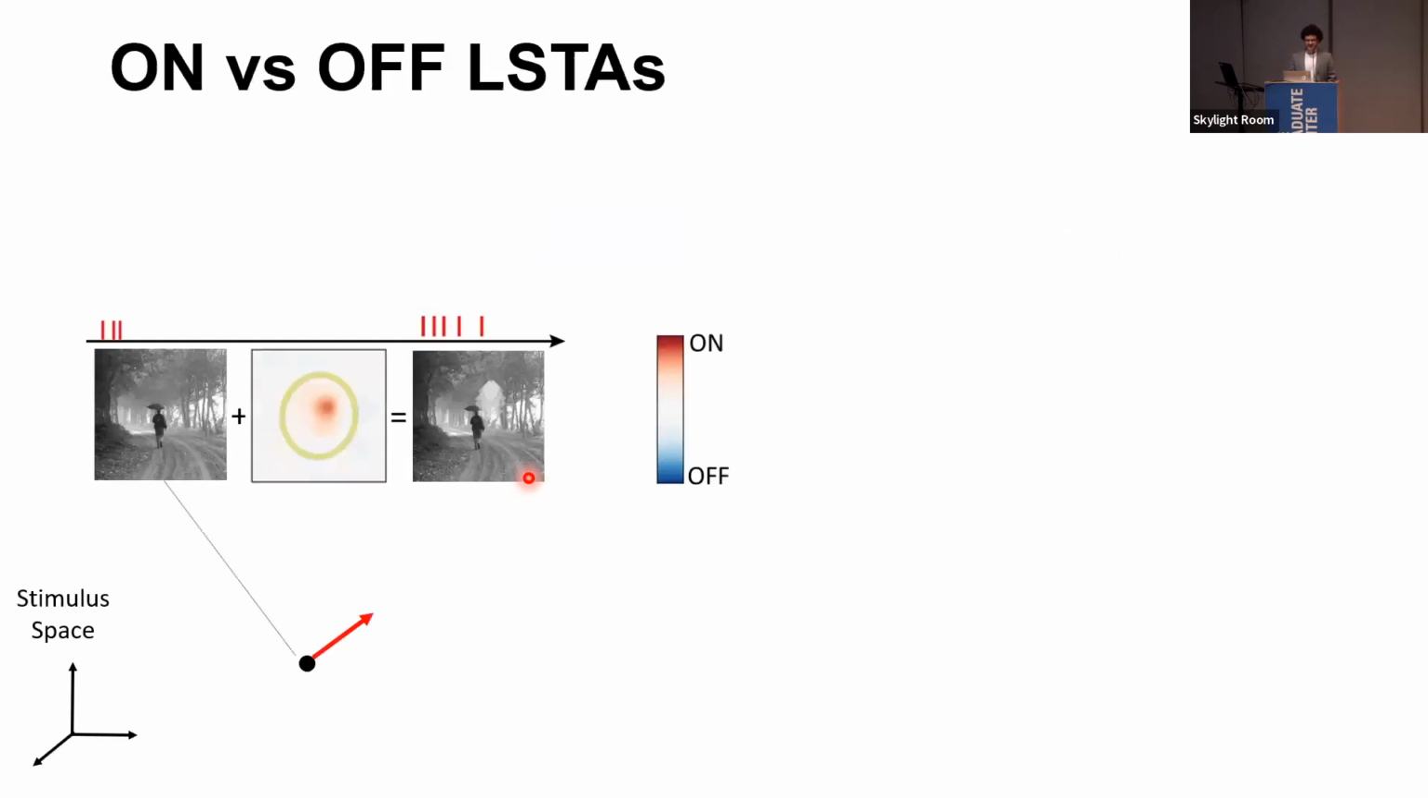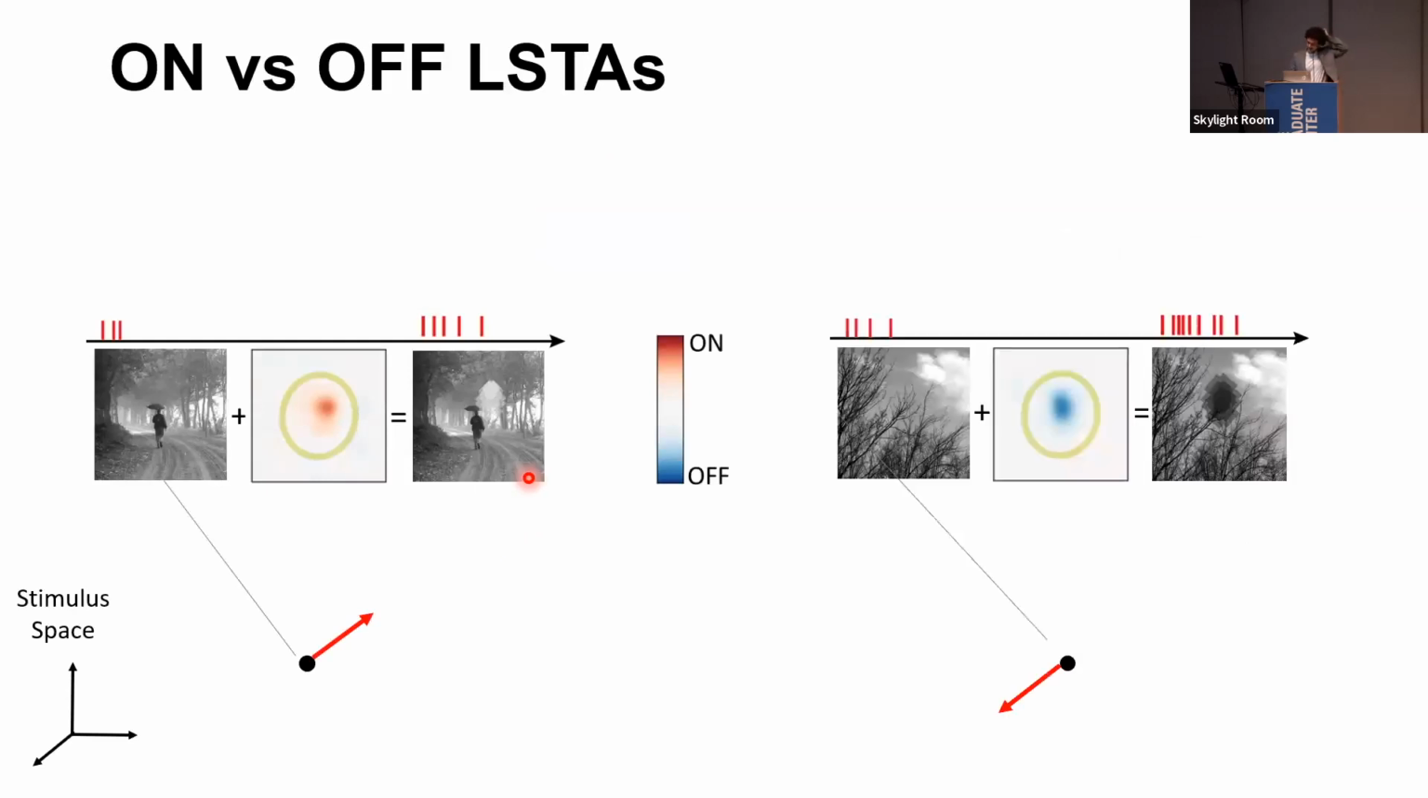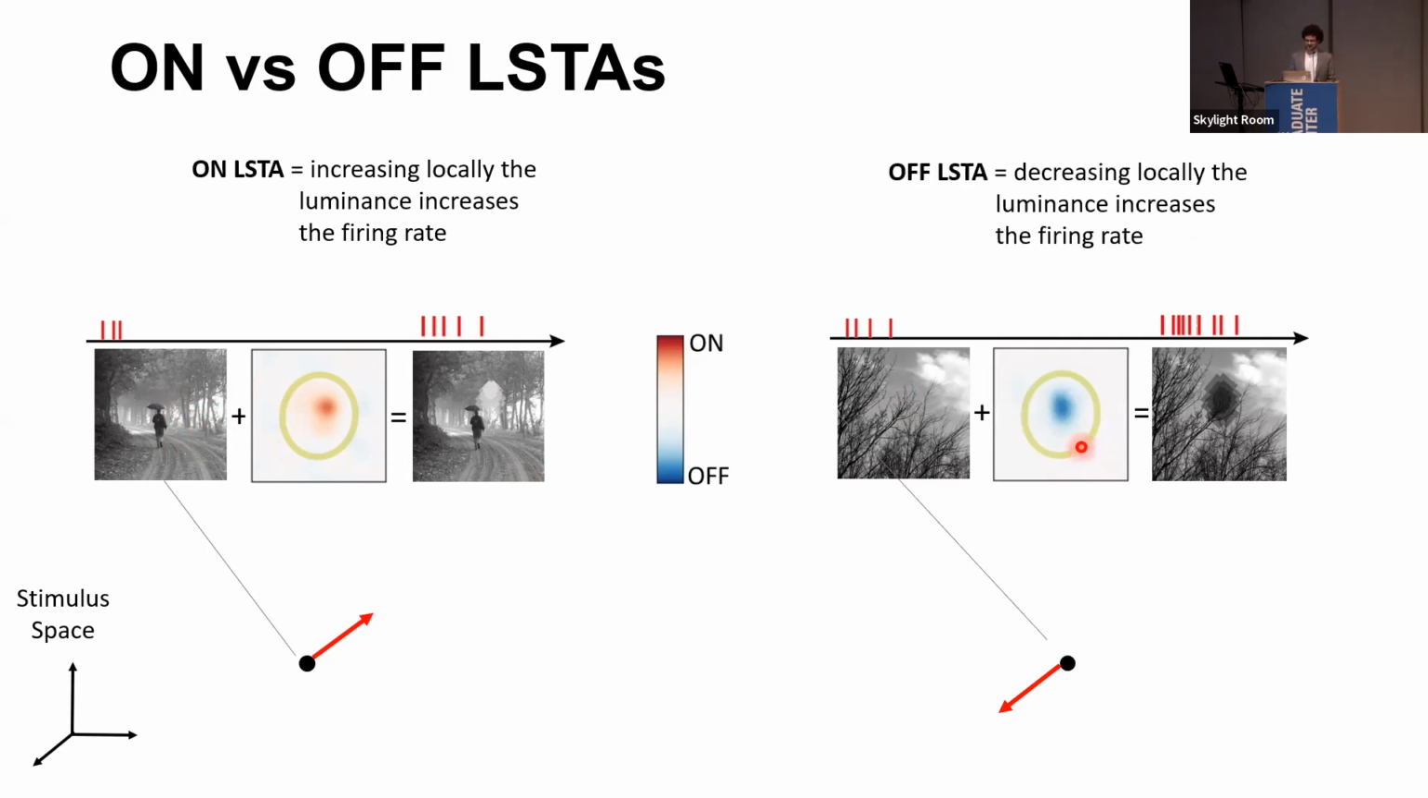So the local STAs, like the STAs, can be on or off. And again, they have an information encoding interpretation: when a neuron has an on local STA, it means that around this image it will be selectively responding to light increases, while if it has an off local STA, it will be responding to light decreases.